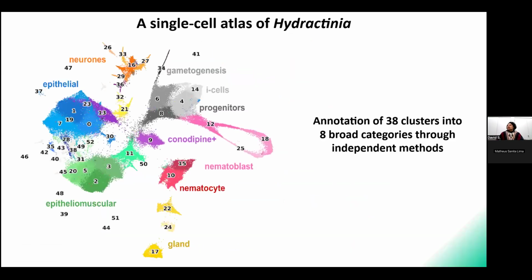So here we have the atlas as it is of a whole colony of Hydractinia. We got around 200,000 cells that are more or less comprehensive of the whole colony. We managed to annotate 38 clusters and put these into 8 broad categories, and later I'm going to explain a little bit of how we did this classification and annotation.